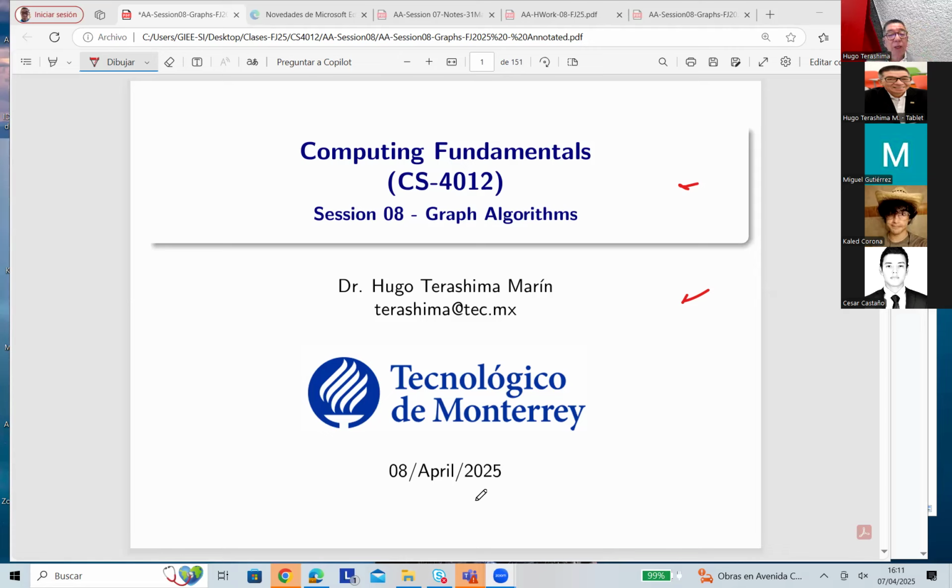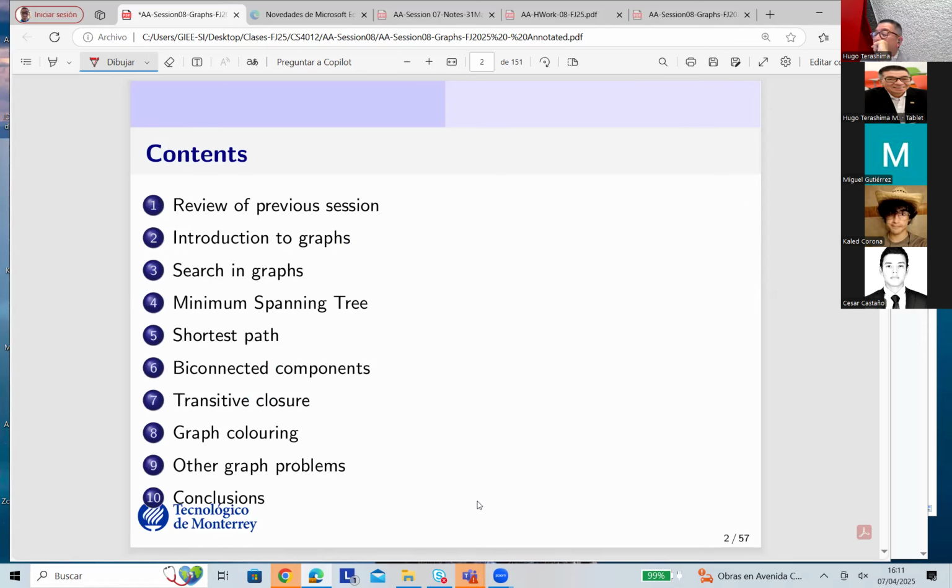So today we're going to talk about graphs, right? Graph algorithms, and today is not 8, it's 7. I just realized, so I make the proper change here, right? So previous sessions, everything about topics that are included in the midterm exam, right? From 1 to 7 sessions, from 1 to 7 homeworks, right?